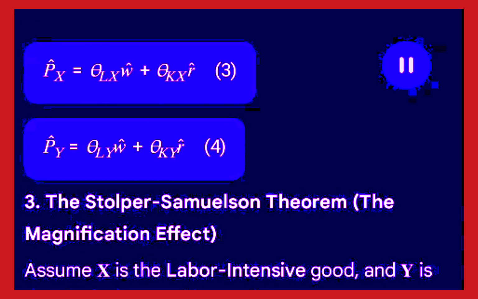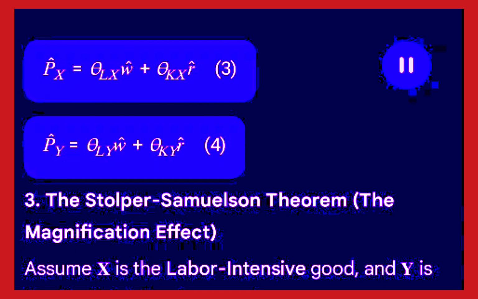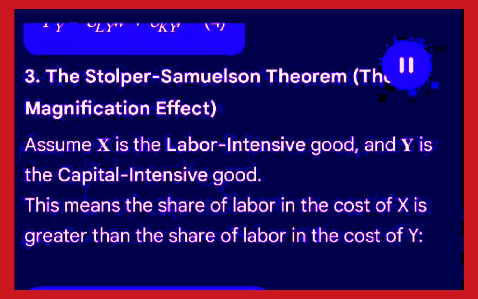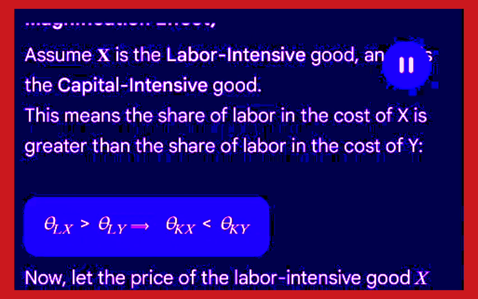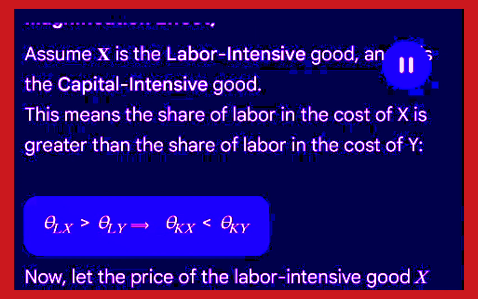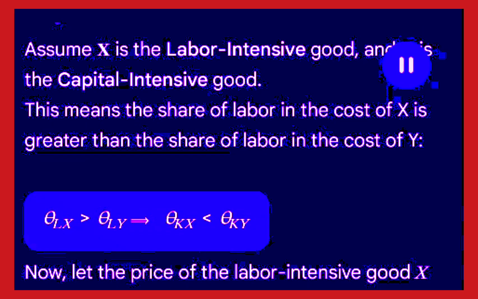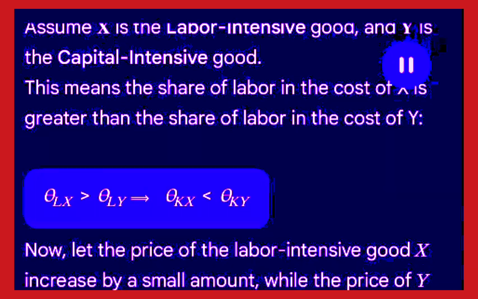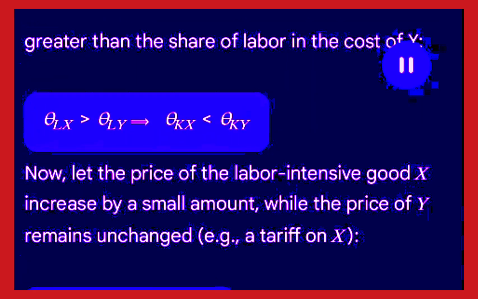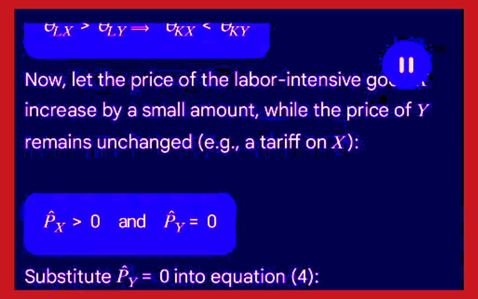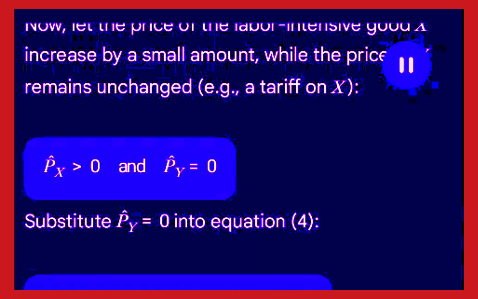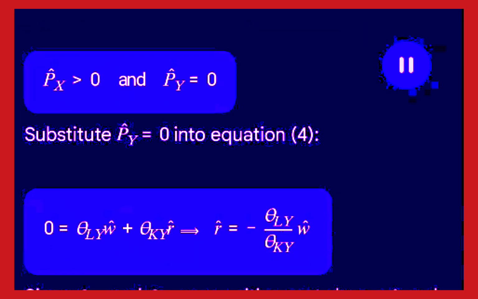The Stolper-Samuelson Theorem, the magnification effect. Assume X is the labor-intensive good and Y is the capital-intensive good. This means the share of labor in the cost of X is greater than the share of labor in the cost of Y. Now let the price of the labor-intensive good X increase by a small amount while the price of Y remains unchanged, e.g. a tariff on X.